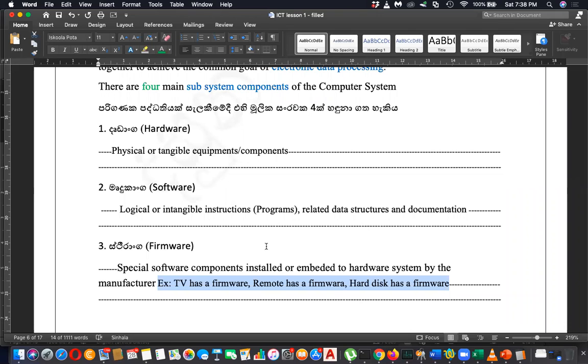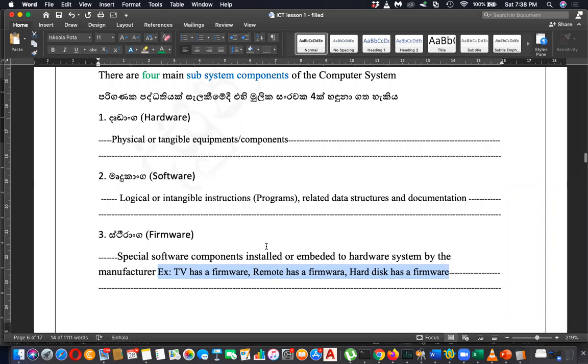Okay, installed in the firm. Those are called firmware. Quickly write.